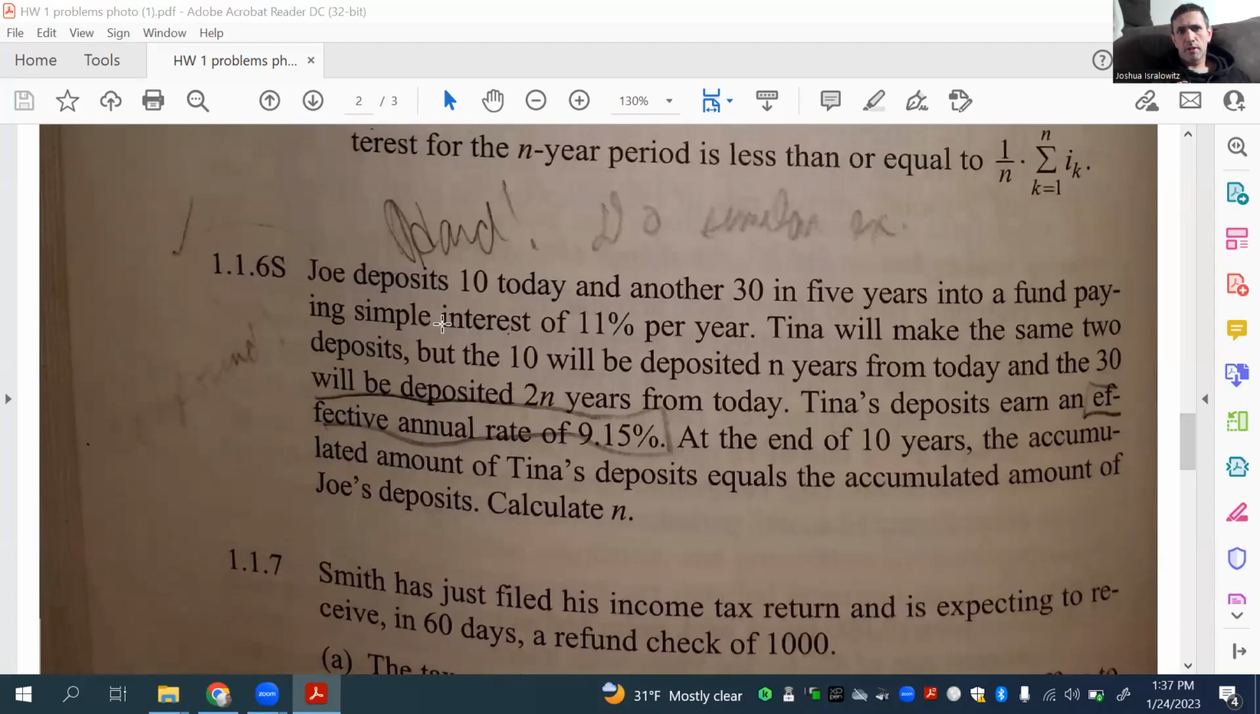So for Joe, it says simple interest. No subtlety there. For Tina, it says the effective annual interest rate is 9.15%. That means we're dealing with compound interest. But otherwise, as I mentioned, unless otherwise stated, we're dealing with compound interest. The two things together should make it absolutely crystal clear that we're dealing with compound interest. Okay, so let's go back.